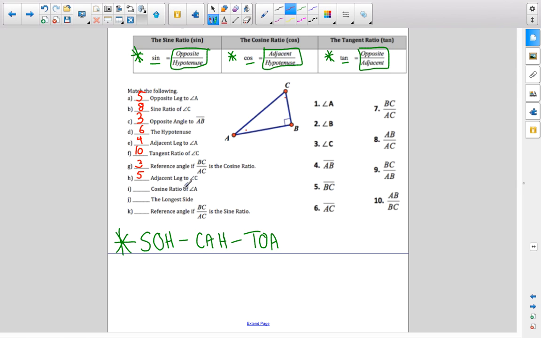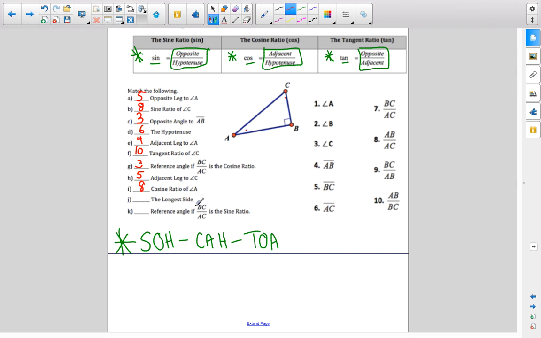Again, the cosine ratio of angle A. Here's A. Cosine is adjacent over hypotenuse. So from A, here's our adjacent, here's our hypotenuse. So we have AB over AC, and that looks like number 8.